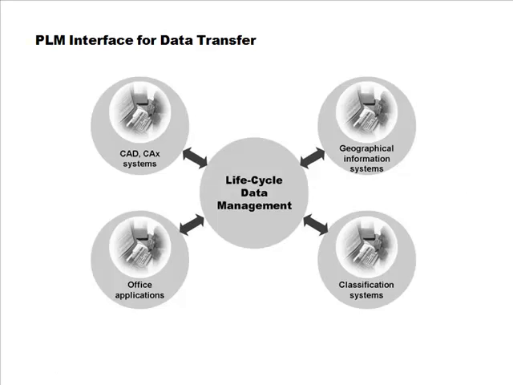And usually you can link to many things because, after all, these linkages are probably just protocols. Any program that can speak the protocol can actually link to SAP, but it's typically linked to these kinds of programs: computer-aided engineering, computer-aided design systems, geographical information systems, GIS, office applications, and classification systems. We'll talk about classification systems here.